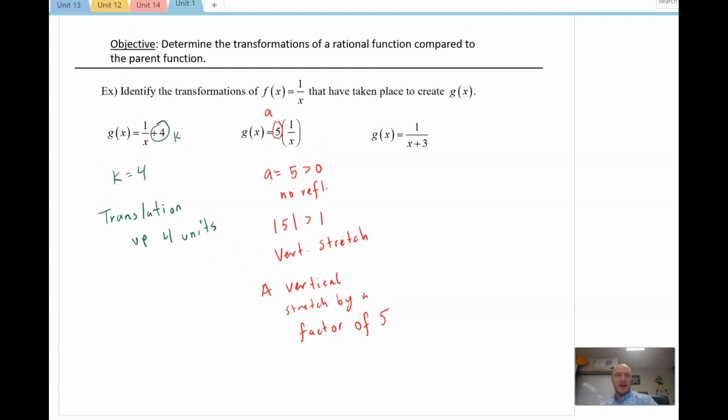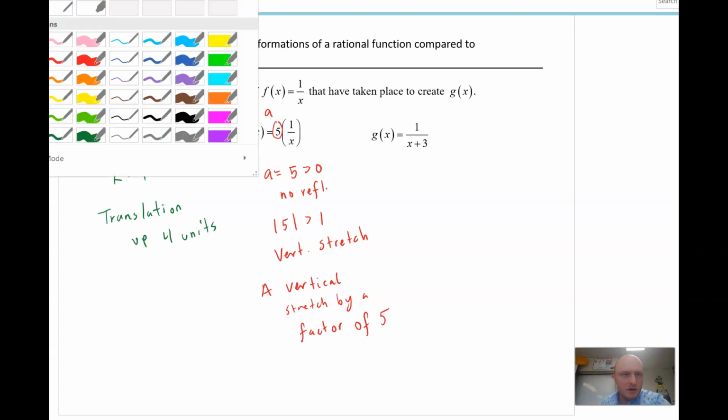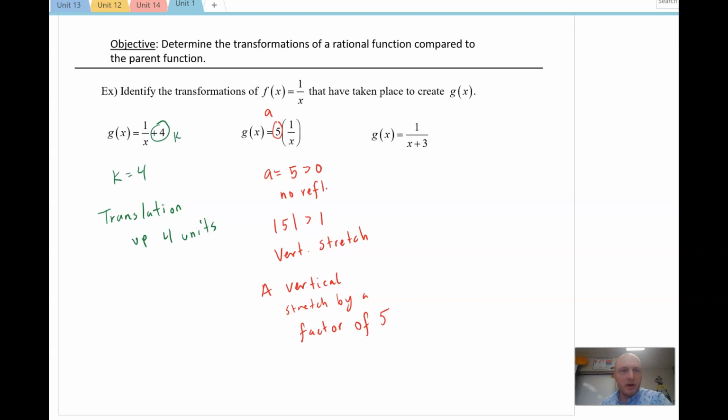Next, we have g of x, and let me find pink or purple. I think purple's okay. All right, so for this one, we have g of x equals 1 over x plus 3. Okay, so here is the plus 3, but remember that our h value is the opposite. So I have to take the opposite of this. Thus, h is equal to negative 3.